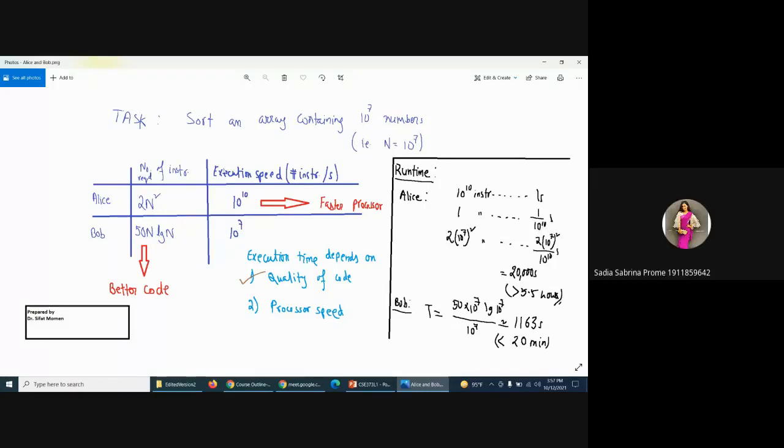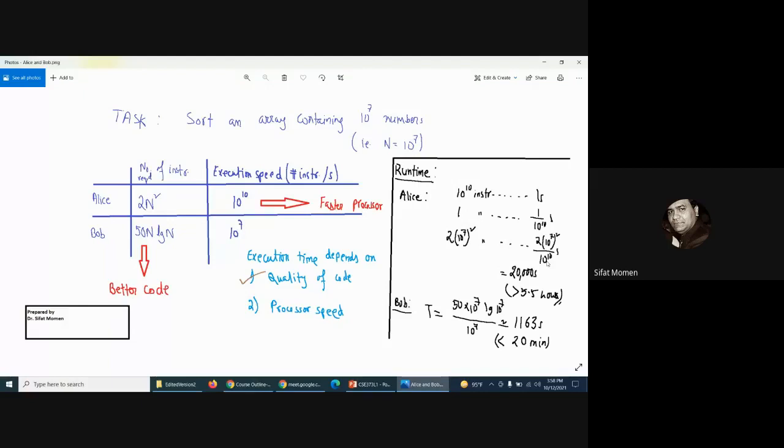Yes, sir. And Alice uses an algorithm that requires 2n² instructions, where n is 10 to the power 7. So 2 times (10 to the power 7) whole squared instructions require 2 times (10 to the power 7) whole squared divided by 10 to the power 10 seconds, right? Yes, sir. And that's exactly how we can find the exact runtime that Alice's program would require to sort these 10 million numbers.